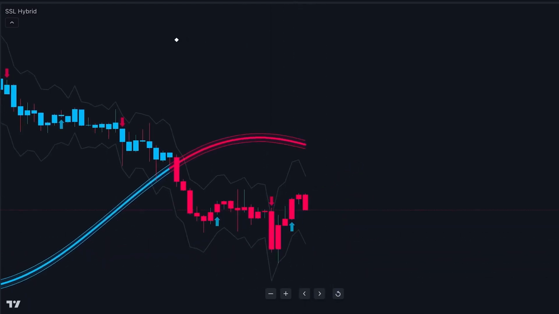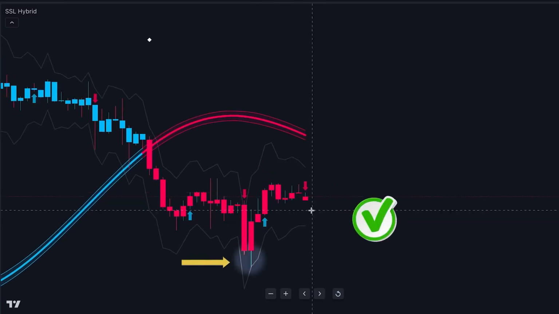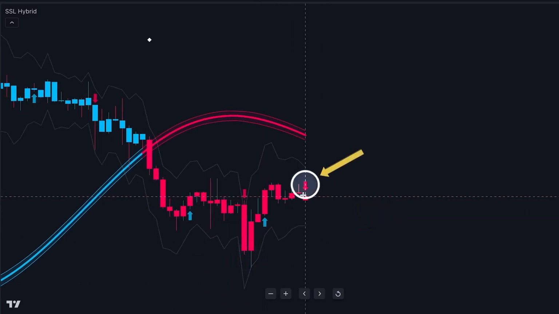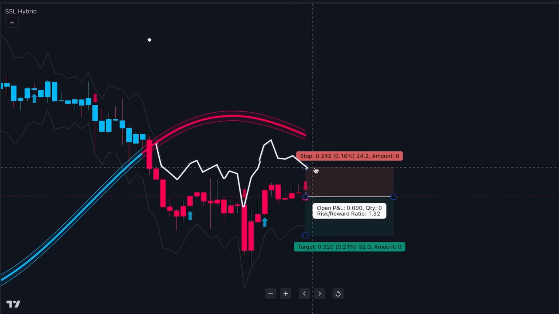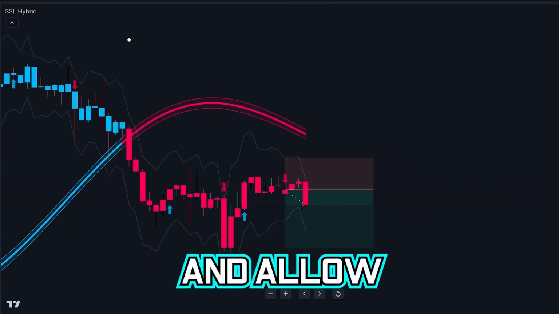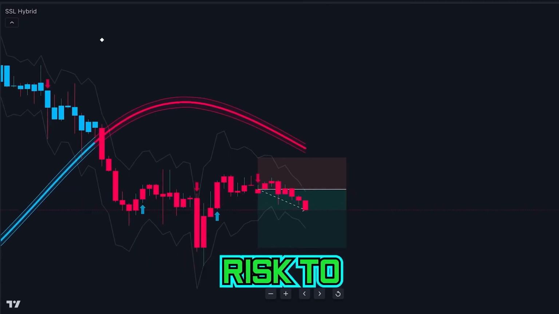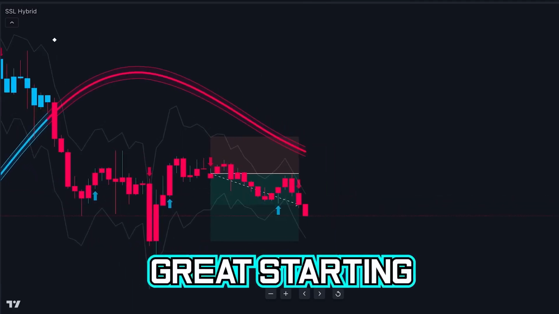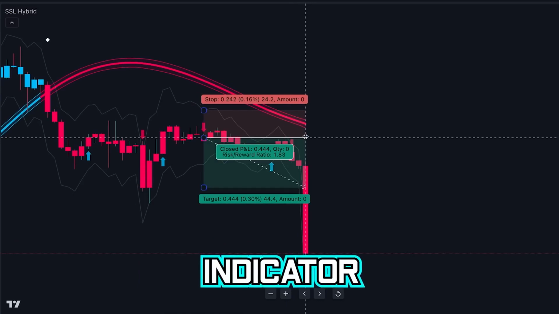And now we can see that a low was established before this sell signal was printed. We can set stops at the ATR band and target the recent low. Once there, move stops to break even and allow the trade to run to a higher risk to reward. This is a great starting point on how to use this indicator properly.